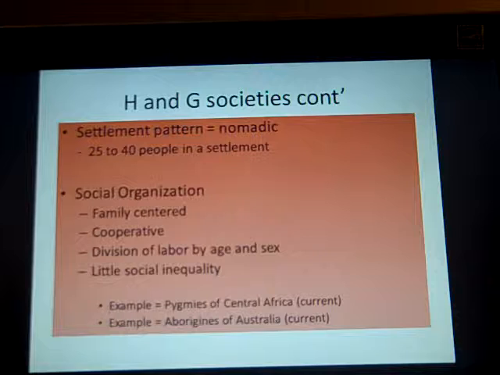Because if all the men hunt, and one man is different and doesn't want to hunt, and he doesn't, that could be the difference in the society eating or not eating for that day or that week or that month. Very little social inequality. There's a low division of labor. There are not a lot of different jobs you could do in these types of societies. You don't have teachers and lawyers and doctors and cab drivers and whatnot. You basically have hunting and gathering. So there's some examples there for you at the bottom.